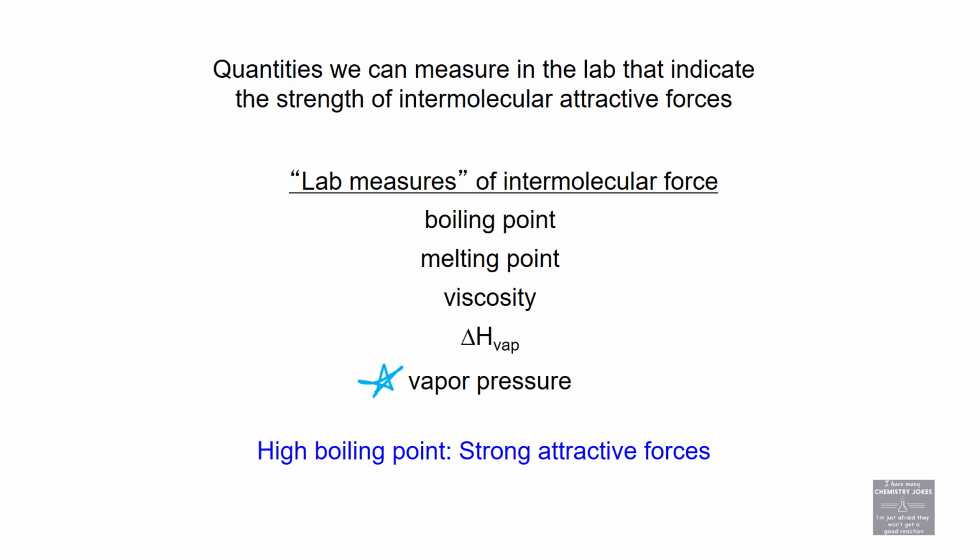High melting point, it has strong attractive forces. High viscosity, strong attractive forces. High delta H vaporization, strong attractive forces. High vapor pressure, weak attractive forces. So for all of these, when you have high values, it tells you you have strong attractive forces. But for that last one, it's the opposite. Okay.